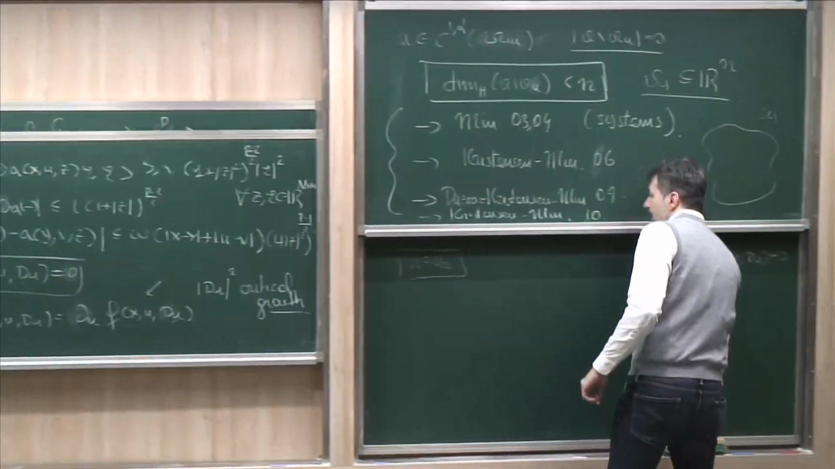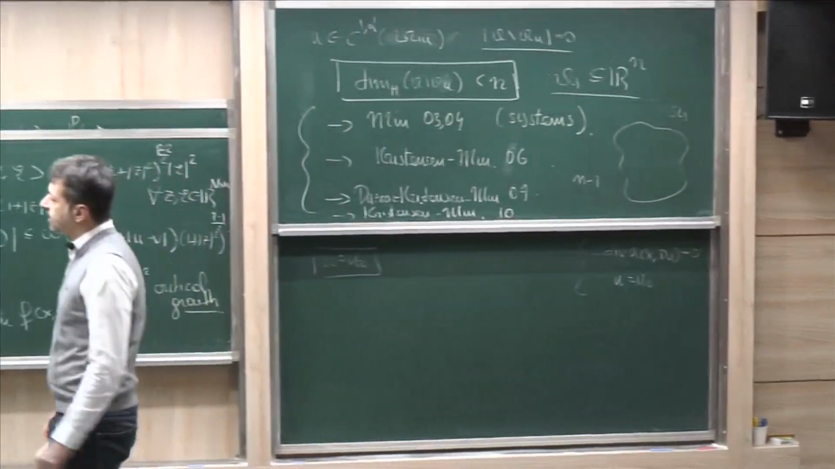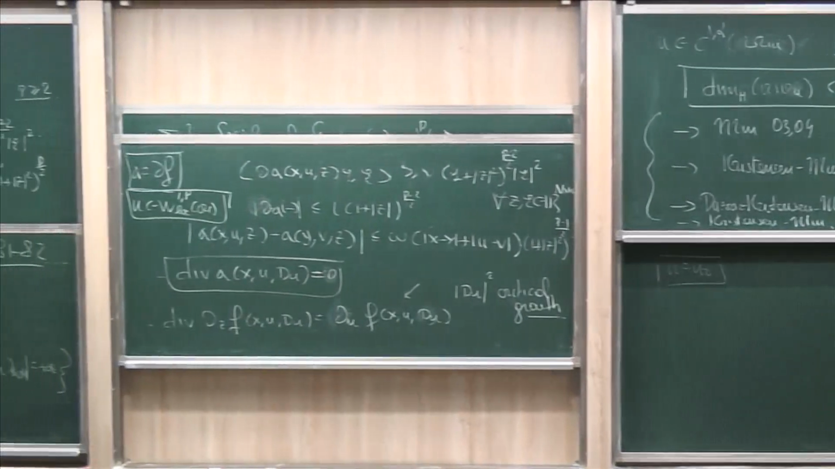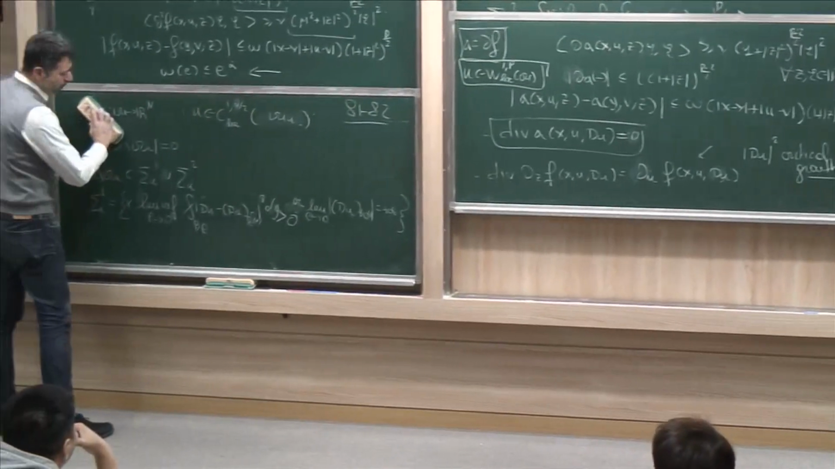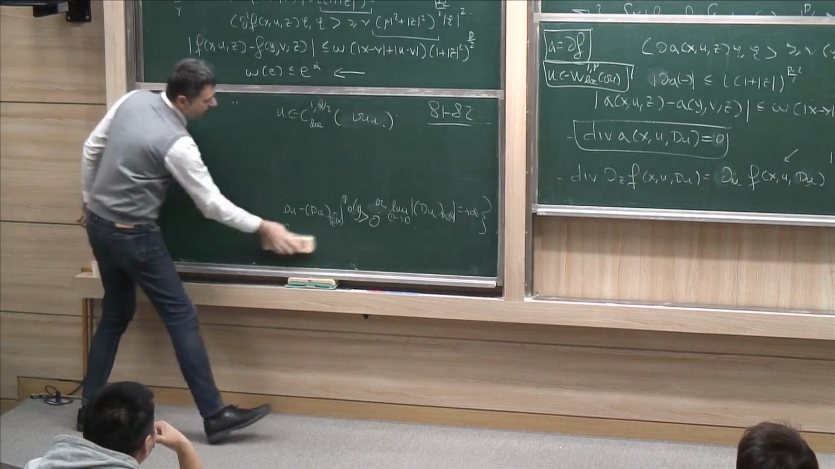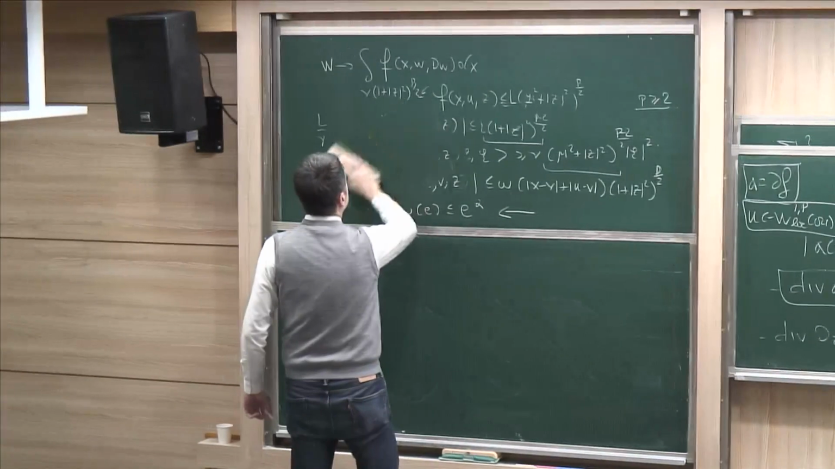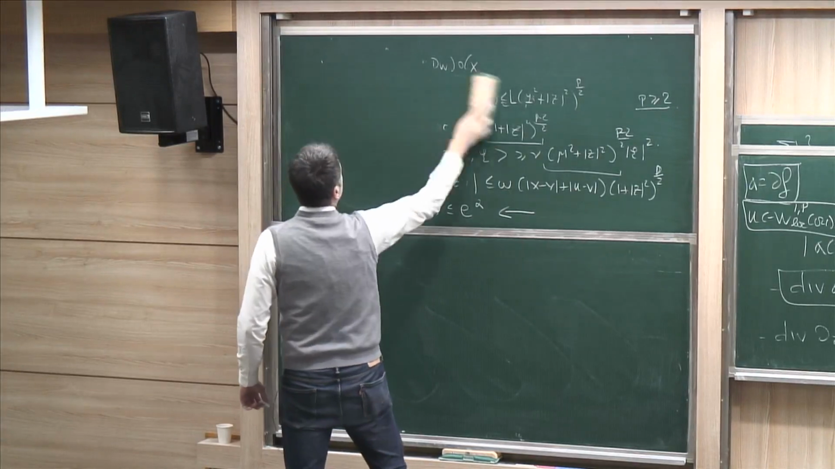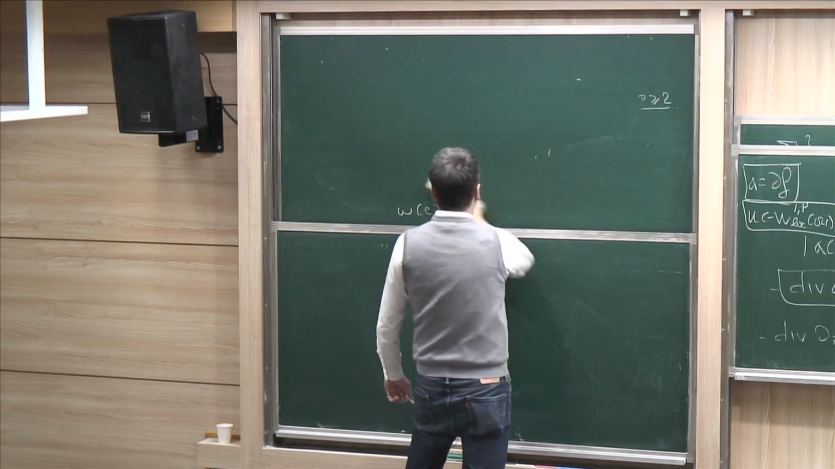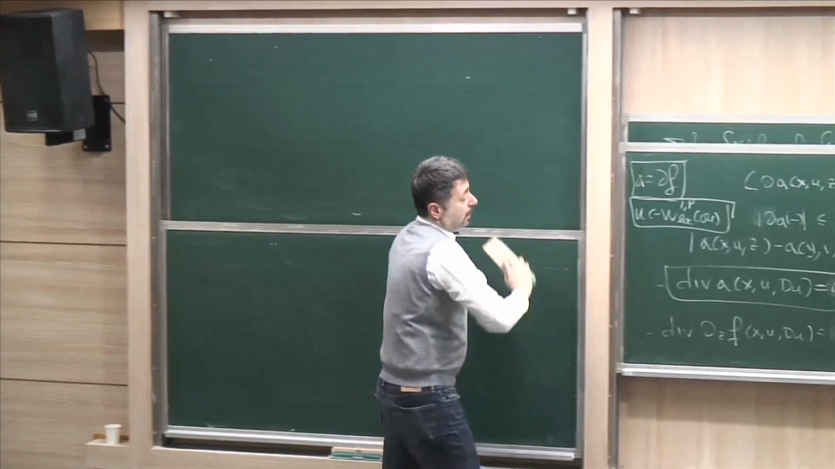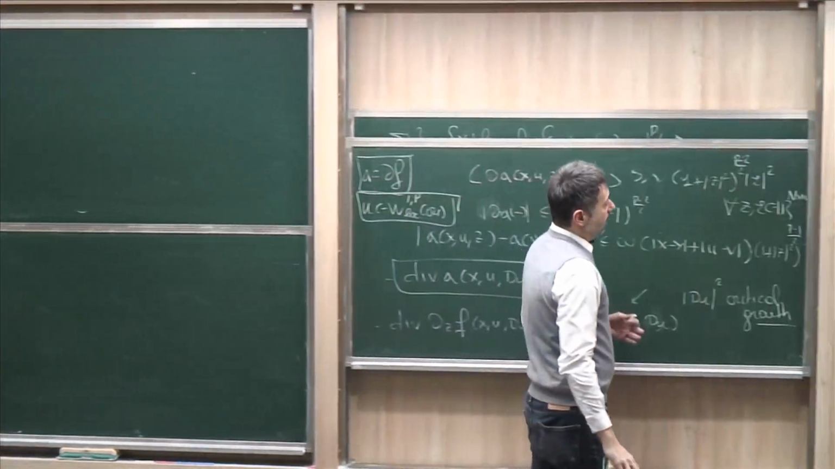Okay, to understand what the results are, let me show you the following thing: what was known, and essentially the point was the presence of the lower order coefficients that do not allow you to handle the situation.